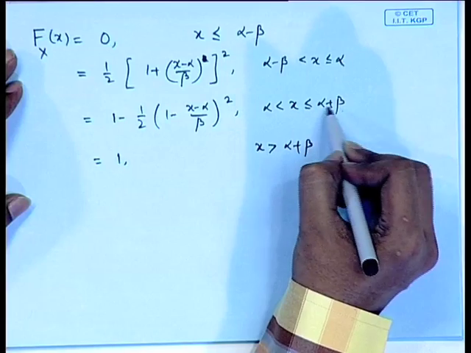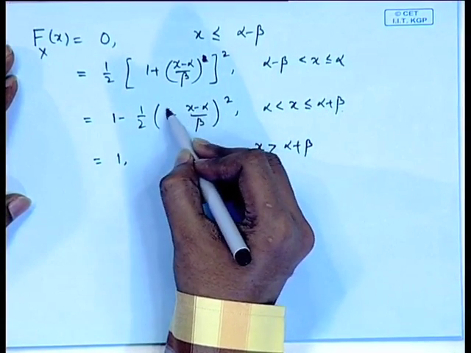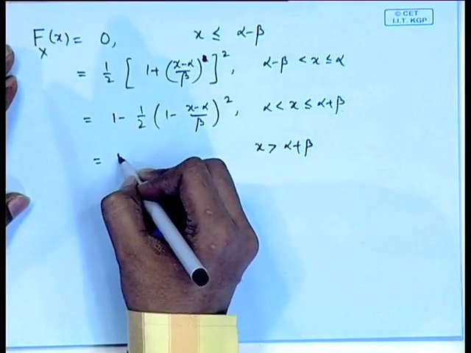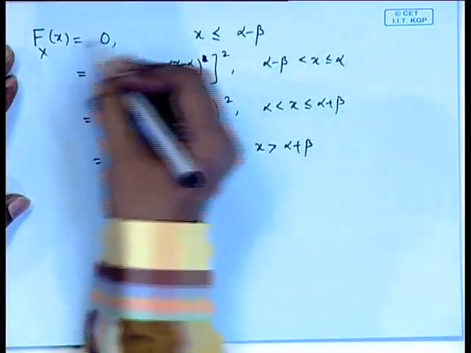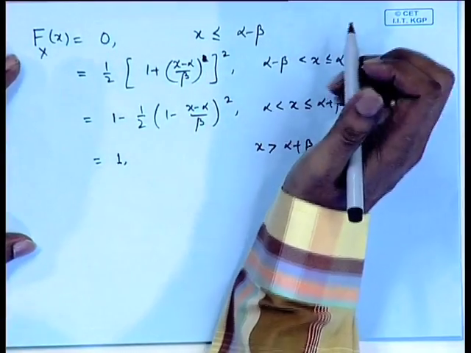If we look at the value at x equal to alpha plus beta of this expression, then this value is 0, that means this is equal to 1, and the value here at x equal to alpha plus beta is also 1. So, this is satisfying the conditions for the CDF.